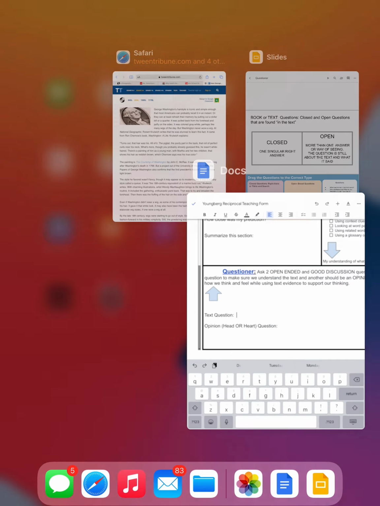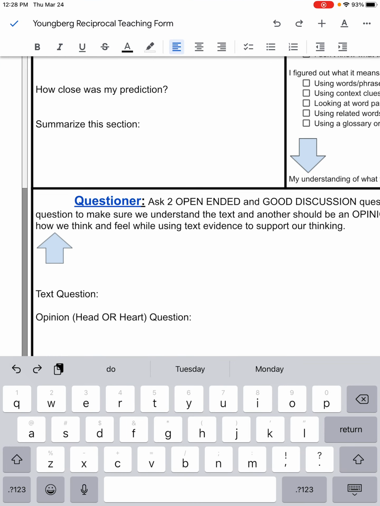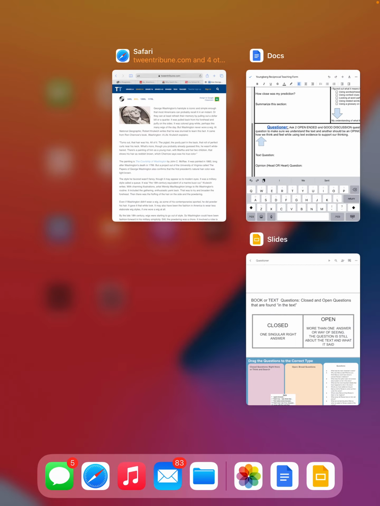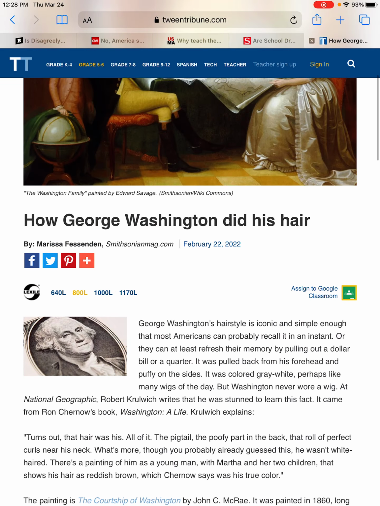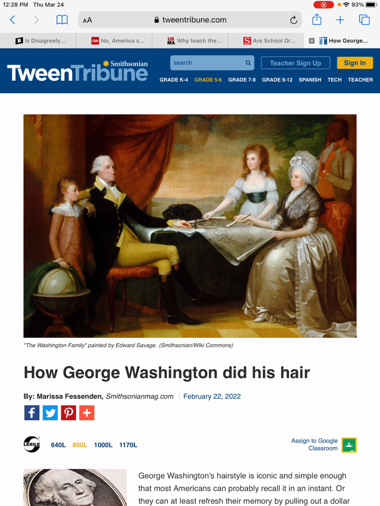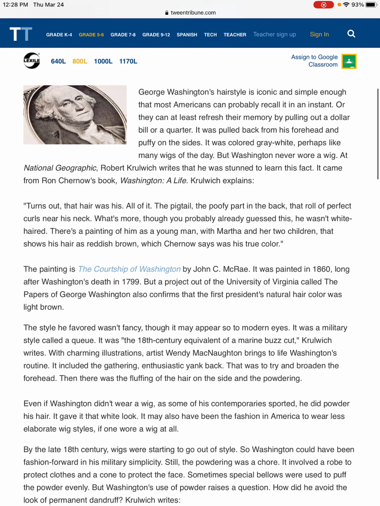Okay, so I'm going to show you just now. I'm going to go back and we're going to look at an article and we're going to look at this questioner role. As I'm reading, I'm going to try to come up with two questions that I could talk about with my group about this article that we're going to read. So I found this one for you about how George Washington did his hair, because who doesn't want to learn about George Washington and his hairdo? I'm going to read just a little bit here, and then we're going to talk about how we can create some of these questions.